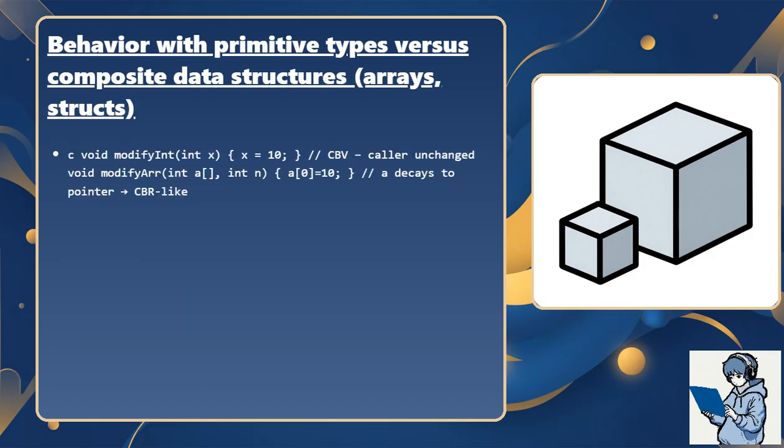The C code example defines a function modify_int that takes an integer x and sets x to 10. This is call by value, caller unchanged. It also defines a function modify_r that takes an array and an integer n and sets the element at index 0 to 10. The array decays to a pointer, making it call-by-reference-like.